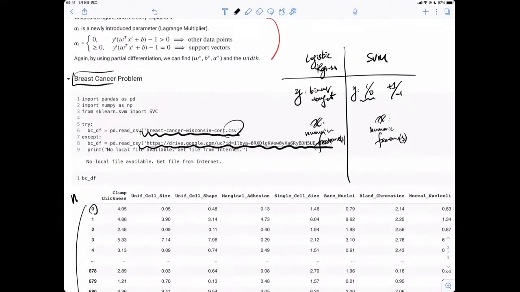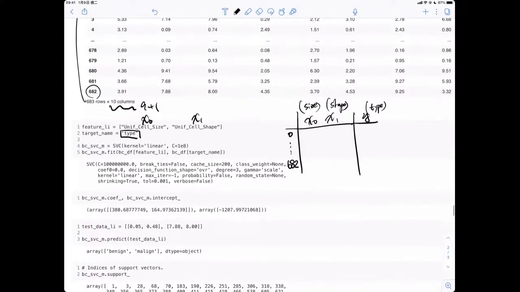Right here, the target name is type. And in this example, we only select two features to perform SVM. That is easier, okay? So we select feature zero and feature one, which are the cell size and cell shape. This problem is called the breast cancer problem. So it's quite easy. We have such data: X0, which is the size, X1, which is the shape, and a Y target, which is type. We'd like to know if it is cancer or not.